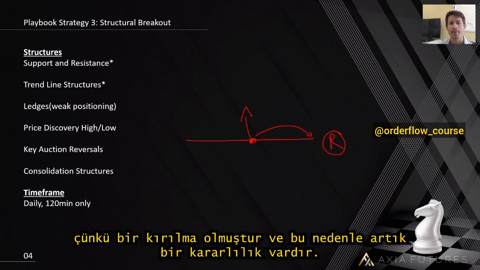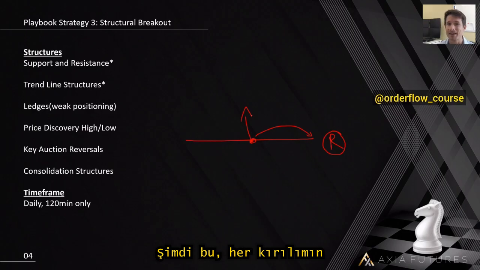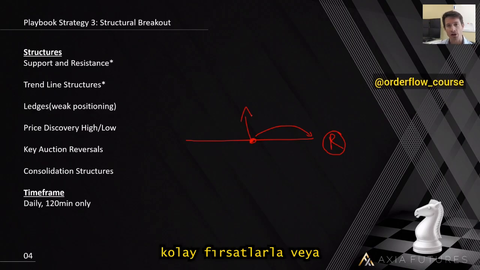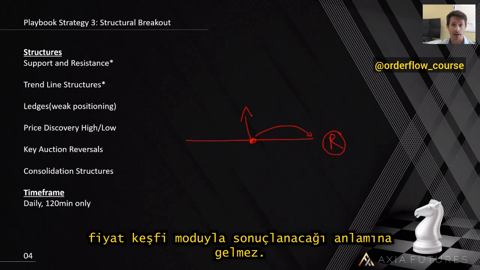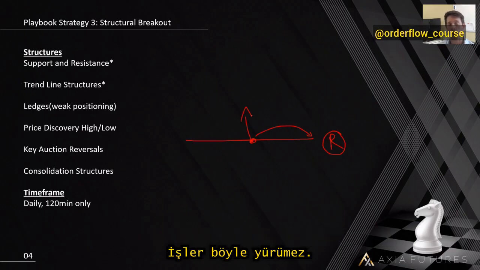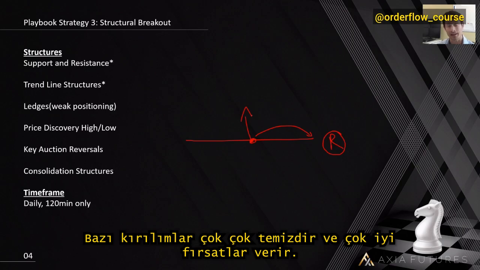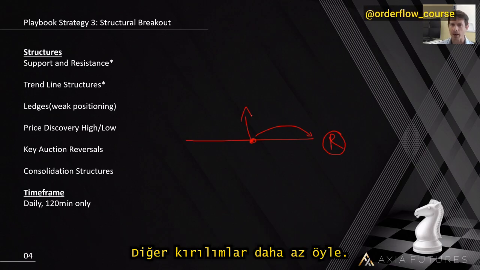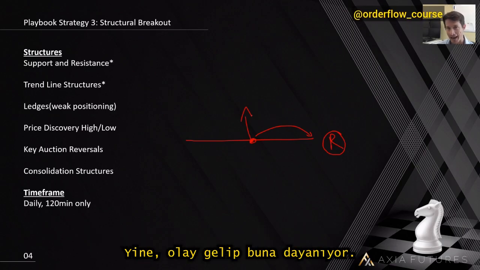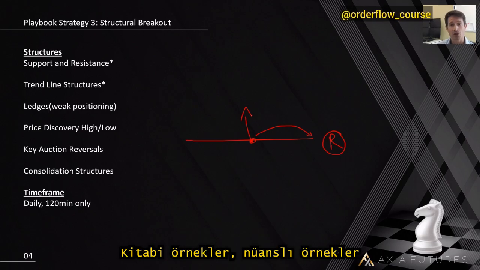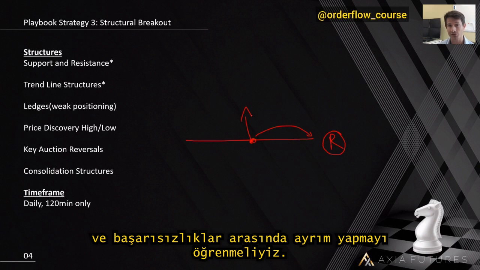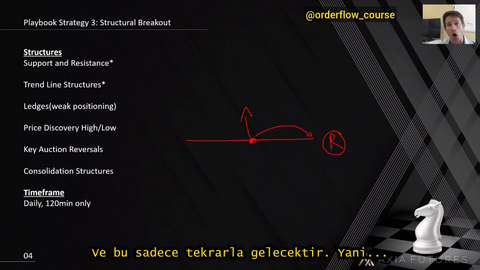It's flows coming into the market because there's been a break, and therefore now there is commitment. Now, it's not to say that every breakout results in easy opportunities or a price discovery mode. It doesn't work that way. Some breakouts are very, very clean and give very good opportunities. Other breakouts are less so. Again, this is what it comes down to. We need to learn to differentiate between the textbooks, between the nuances, and between the failures. And that will only come with repetition.